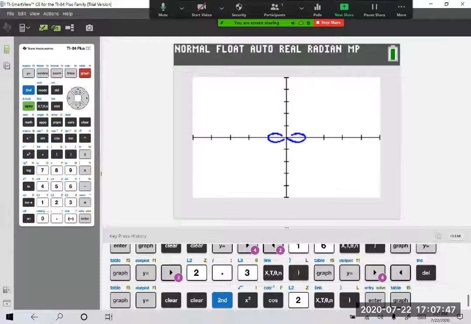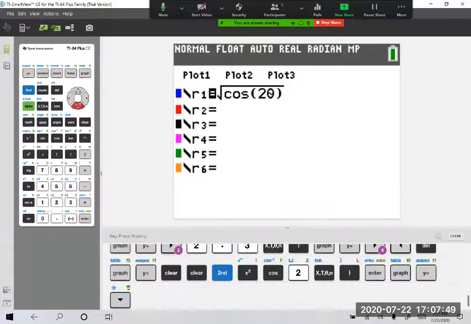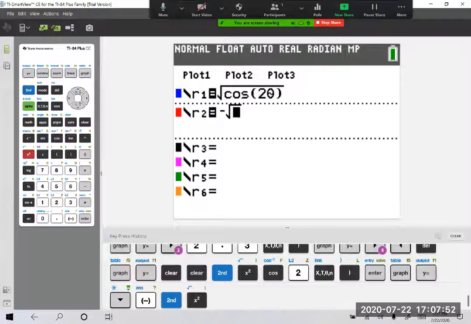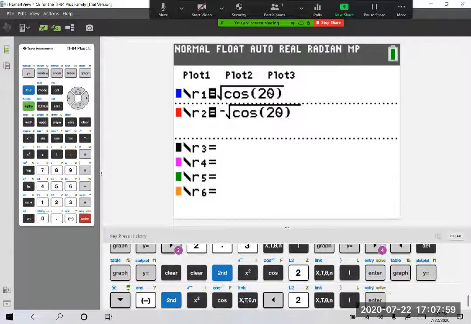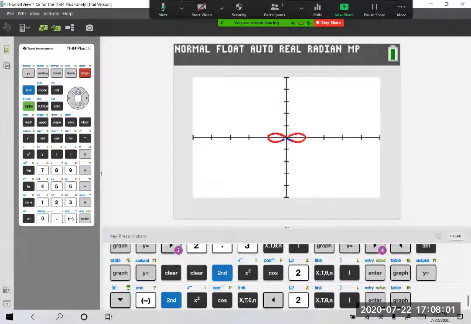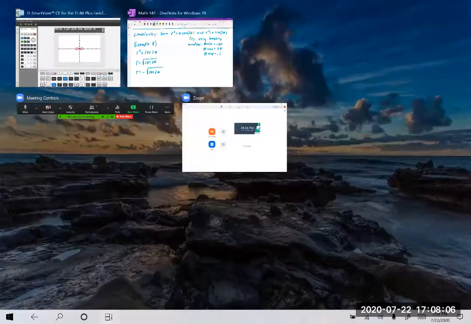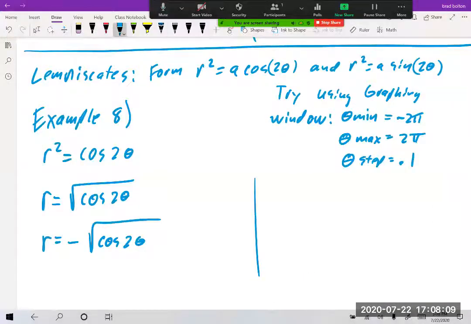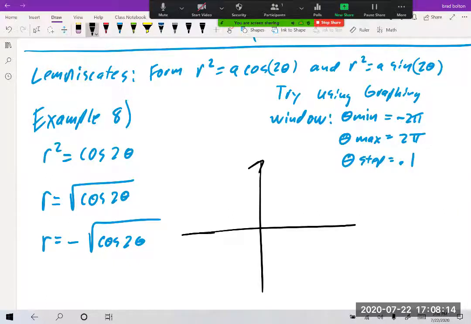So that'll be that. And then we're going to do y equals, now we're going to do negative second function square root of cosine 2 theta. And that'll be that. And now let's graph. And there you go. We have the two graphs and they make our figure 8 for us. So what we're going to end up with is this figure 8. r squared equals cosine 2 theta.